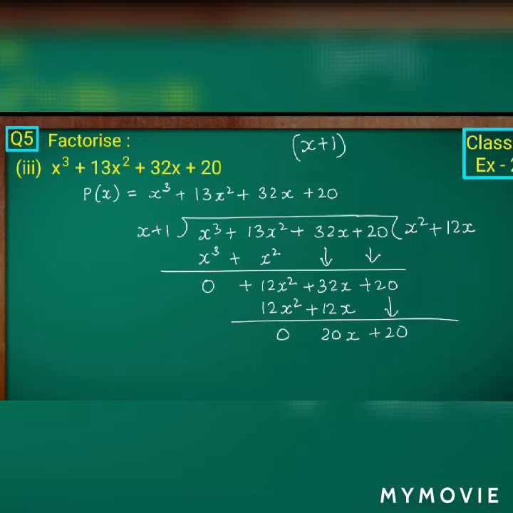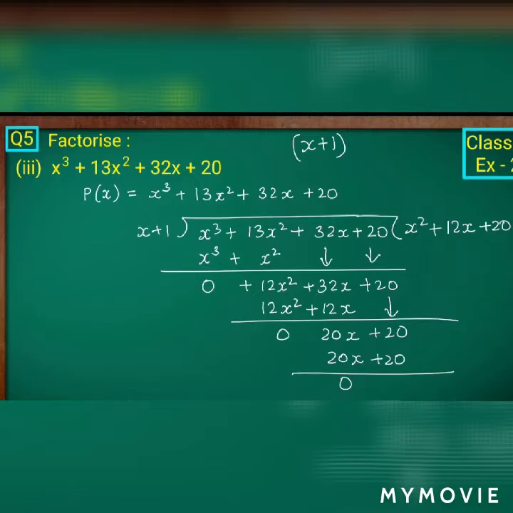So already x is there. To get 20x, what is the term I have to multiply? 2x. Obviously it is plus 20, isn't it? So 20 into x is 20x plus 20 into 1 is 20. So if we do subtraction here, what are we going to get? 0.